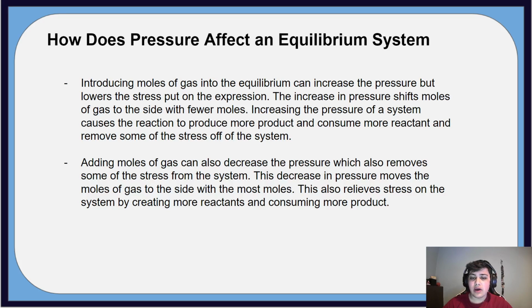Removing moles of gas can also decrease the pressure, which also removes some of the stress from the system. This decrease in pressure moves the moles of gas to the side with the most moles. This also relieves stress on the system by creating more reactants and consuming more product.